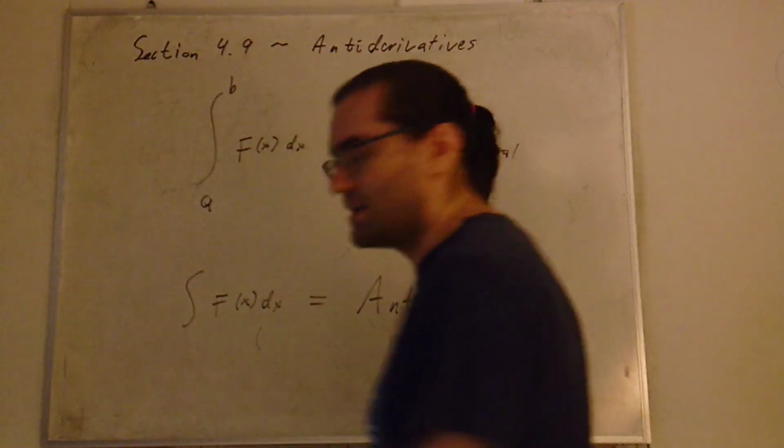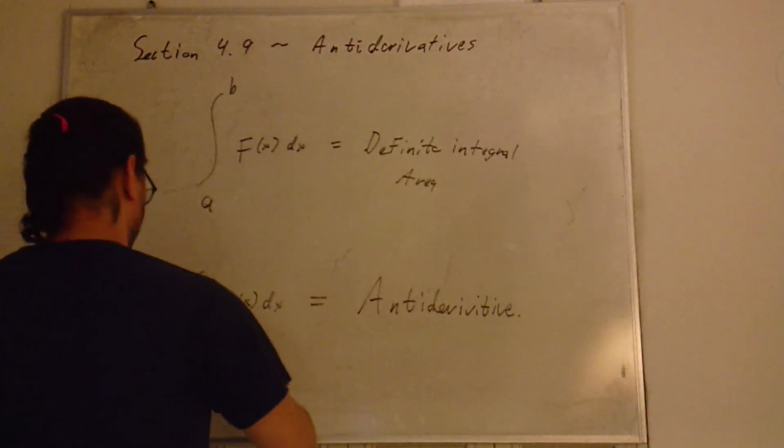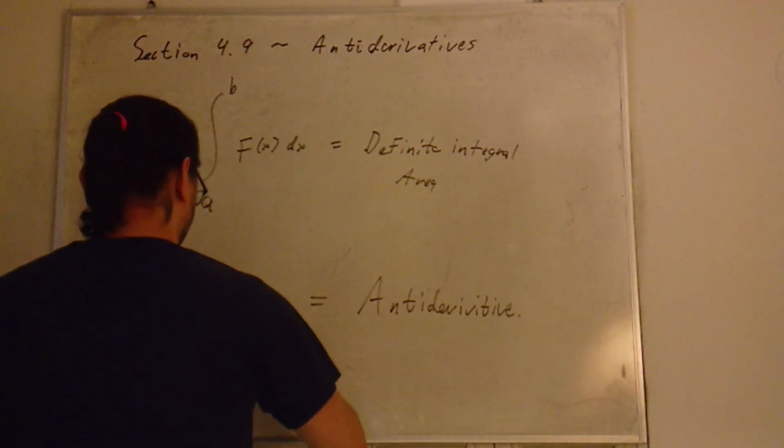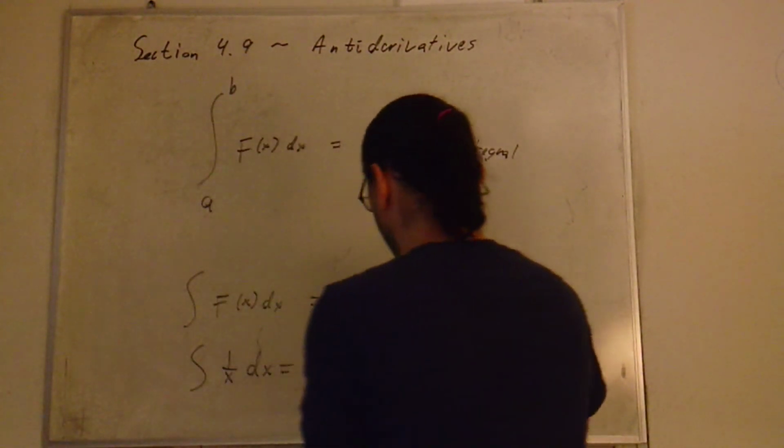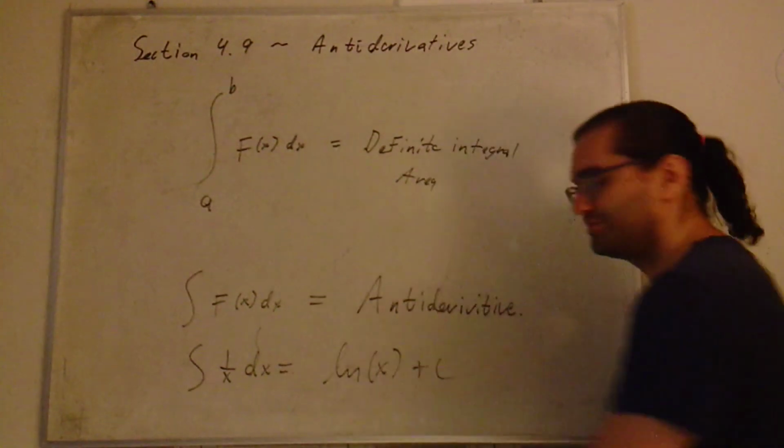So like that last example we did, if we're going to do it officially, the antiderivative of 1 over x dx is ln x plus c. That's the notation.